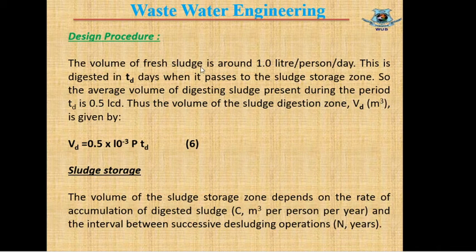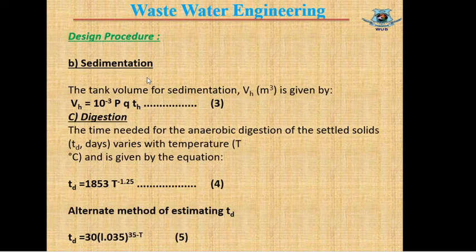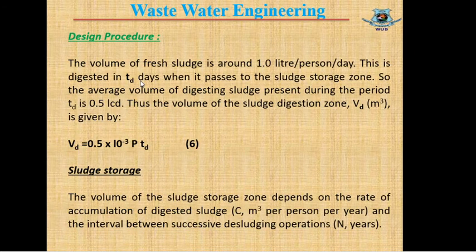Here the volume of fresh sludge is assumed to be 1 liter per person per day. This fresh sludge is digested in TD days, as we have seen that digestion takes place in TD days or TD time. So after TD time, the 1 liter of fresh sludge is digested, and the digested volume stands at 0.5 liter per capita per day, that means the digestion rate is 50%. So the volume VD equals 0.5 into 10 to the power minus 3 into P TD. P is the number of persons using the tank, TD is the time required for digestion, that means this time.